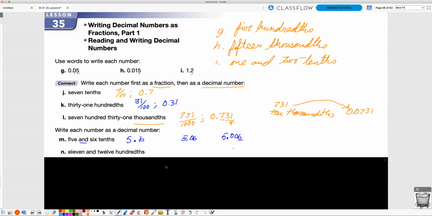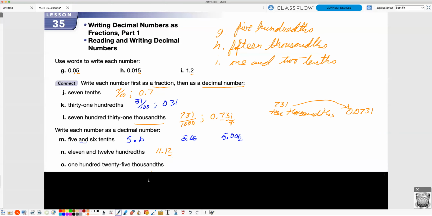Okay. Letter N, 11 and 12/100. This one you would start with the whole number 11 and you have to have 12 and it ends in the hundredths place. Letter O, 125 thousandths. This one you'd have 125, but then it has to be ending in the thousandths place. So this 5 has to be in the thousandths place, which means the decimal's right here, and I have a 0 in front of that.